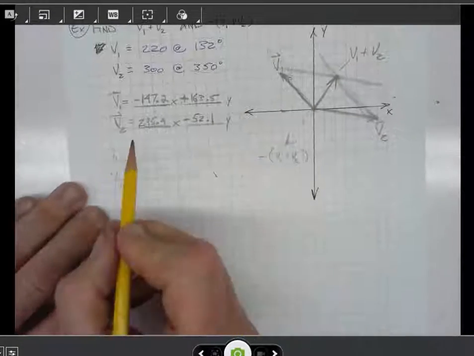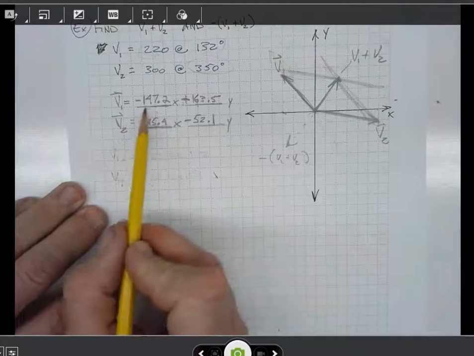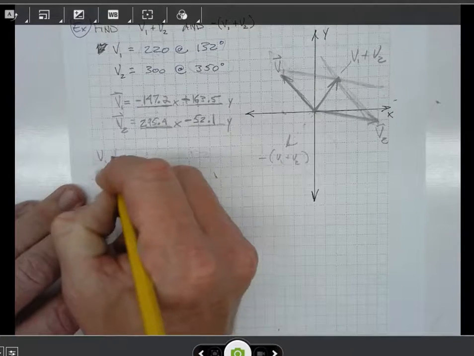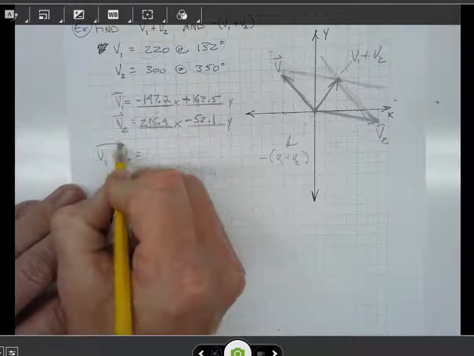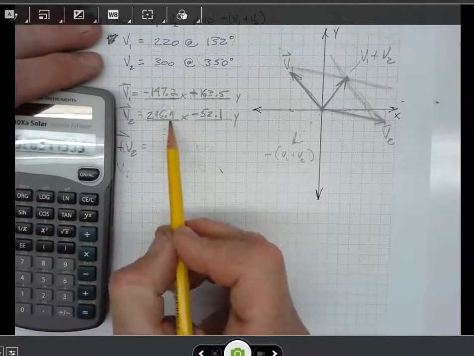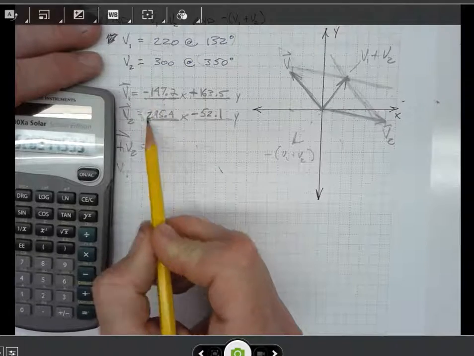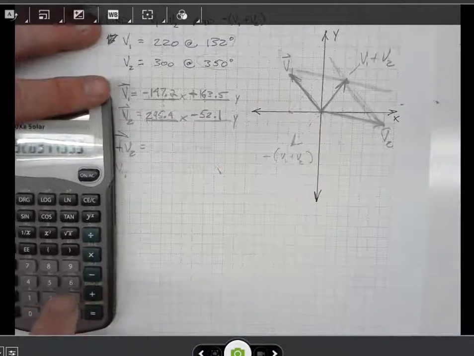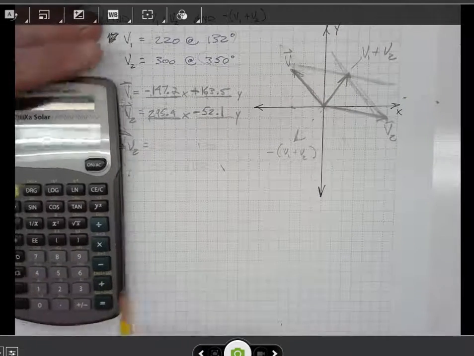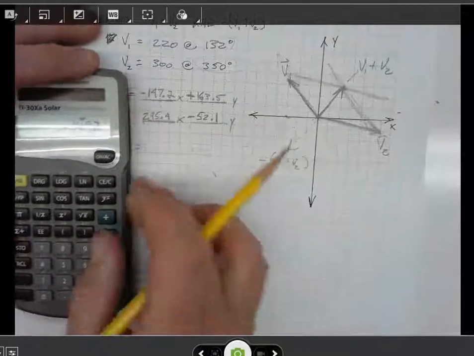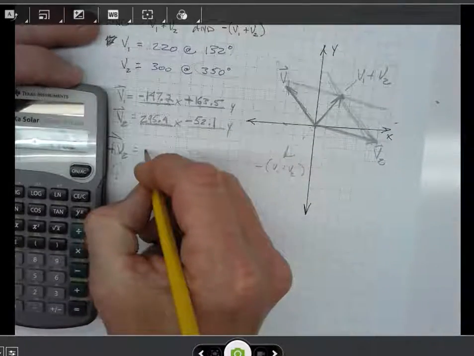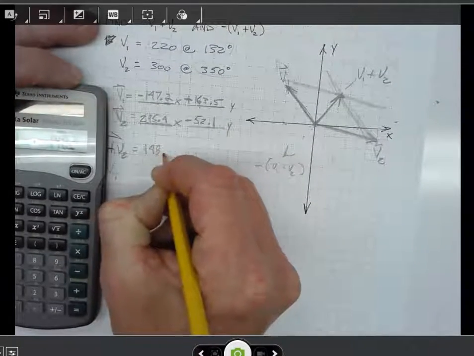Let's find out. Mathematically, all we have to do is add the x components to each other and add the y's. So V1 plus V2 is whatever I get when I add, of course, they're different signs, right? One's negative, one's positive. So I'm going to combine those. I'm going to go negative 147.2 plus 295.4. That's going to give me a positive 148.2.